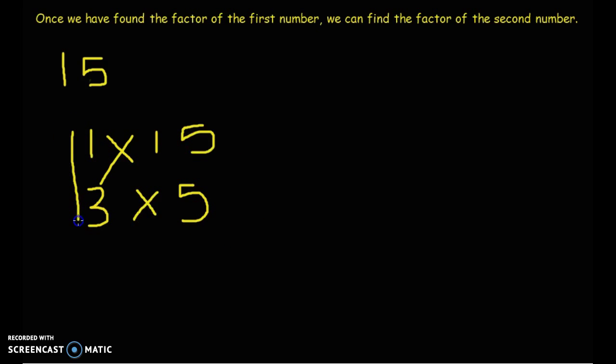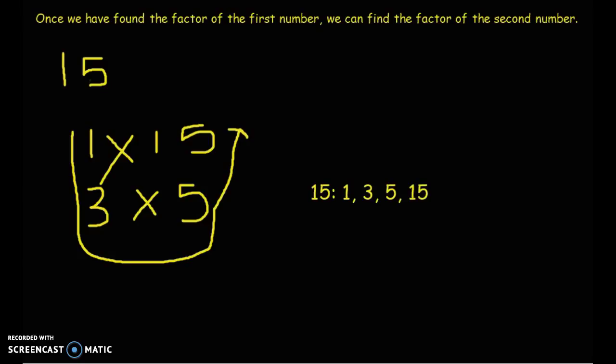We make our U starting with the 1, come down and all the way up to order our factors. And our factors of 15 are 1, 3, 5, and 15.